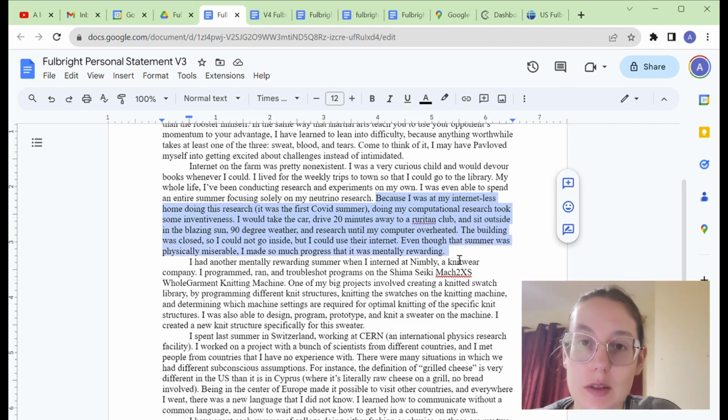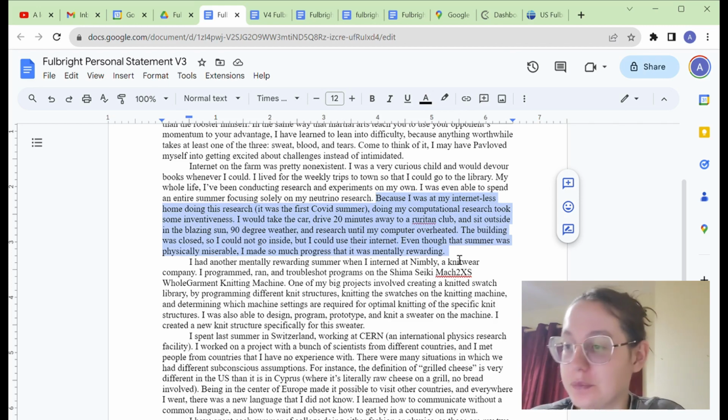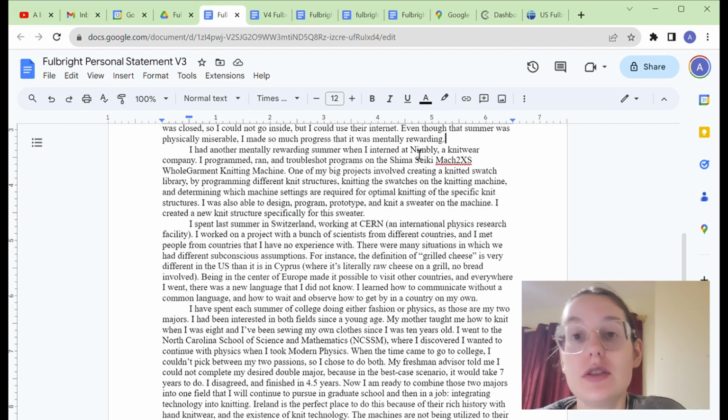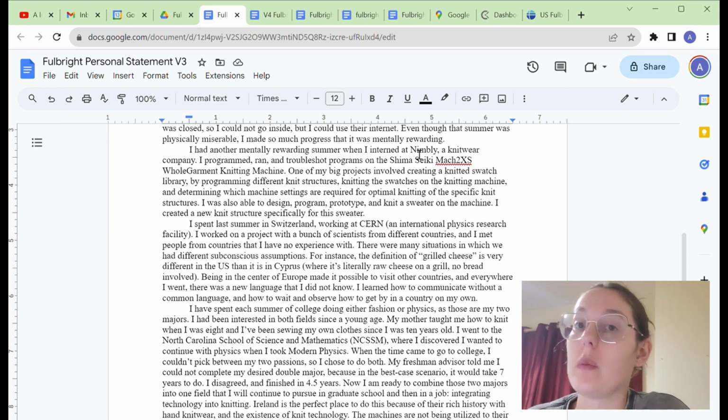I actually used ice packs to cool down my computer. I wanted to use them to cool me down, but I wouldn't break if I got hot. My computer would. So I talked about interning at a knitting machine company. So this is starting to be where I am explaining my knowledge in some areas. We've got the physics research. We've got the machine knitting. This all ties into my whole project.